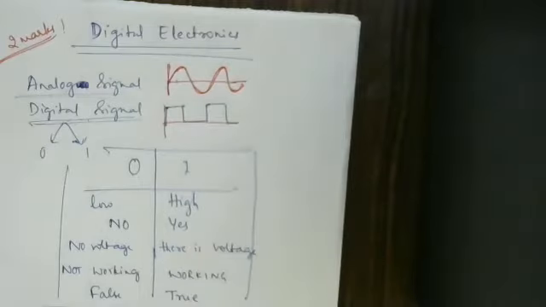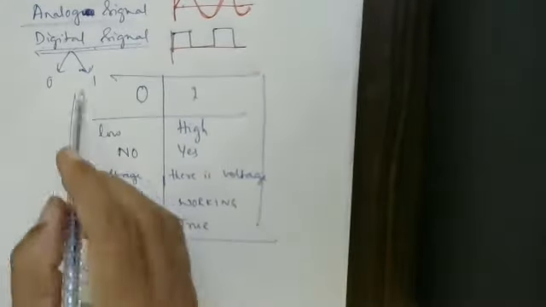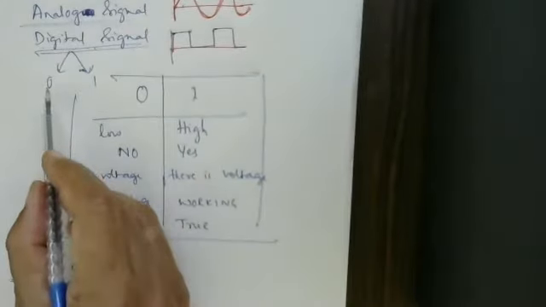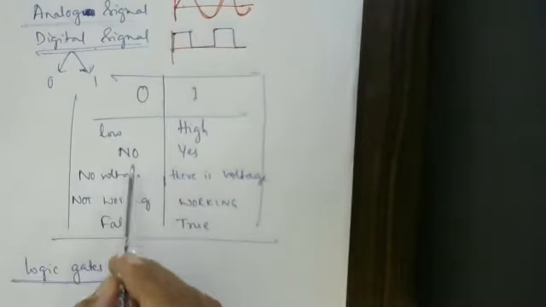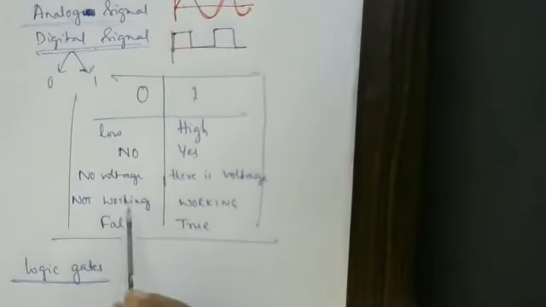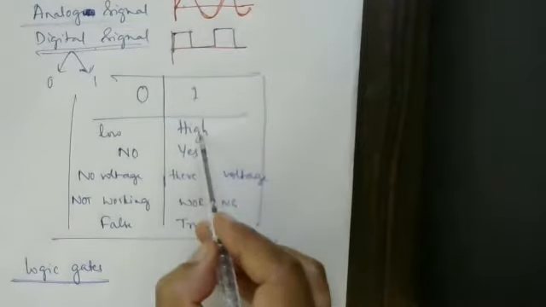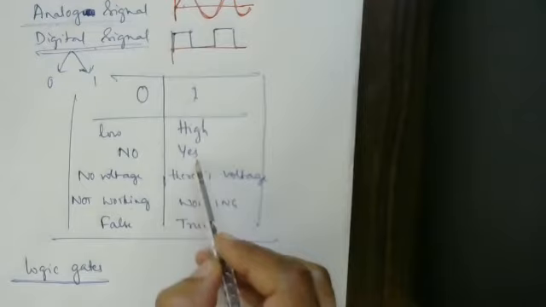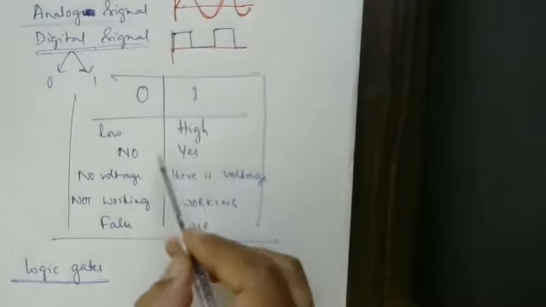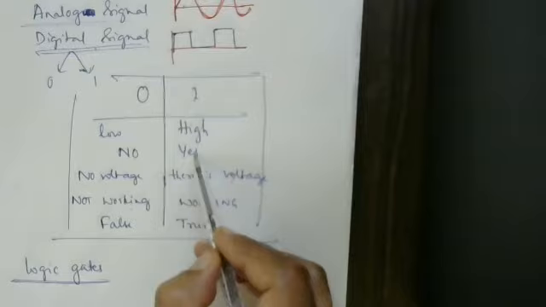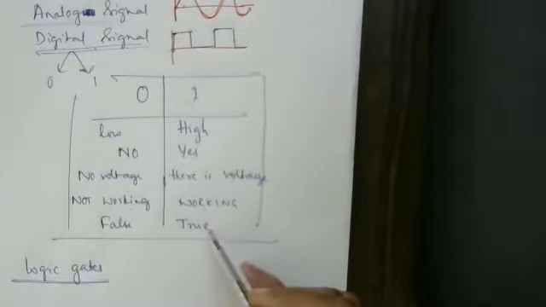So digital signals are said to follow Boolean algebra, which holds good for 0 and 1. 0 represents low, or no, or no voltage, or the circuit is not working at all. It is a false statement like that. 1 represents high, the circuit is working, there is a voltage. Instead of no, it is yes. Instead of false, it is true.